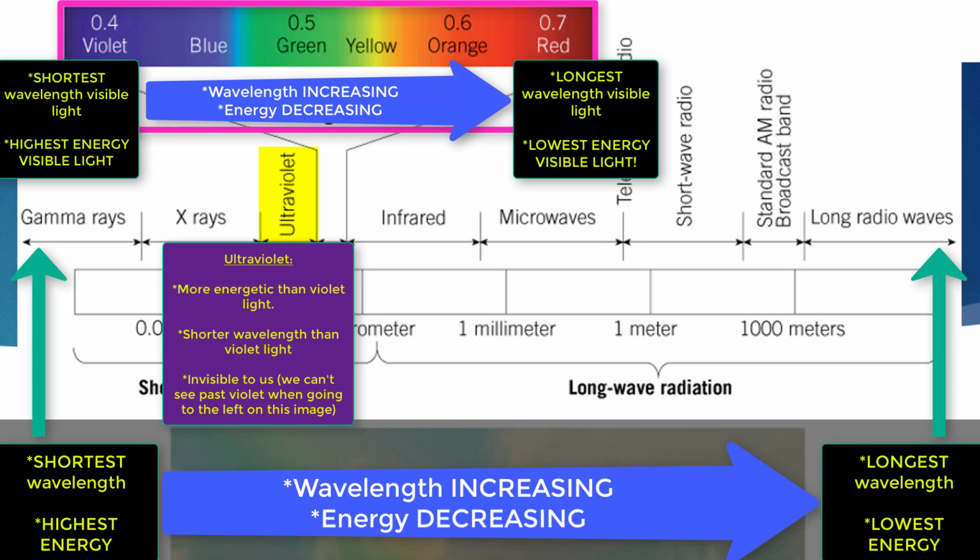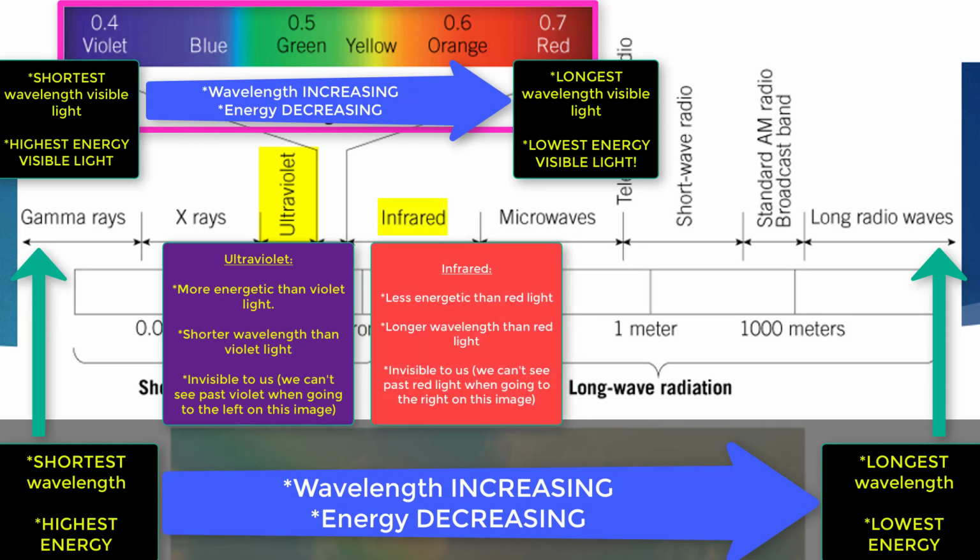Our eyes can't see ultraviolet light, because anytime we get to wavelengths that are shorter than violet light, it's invisible to us. Now let's go to the other end of the visible light spectrum. Of all the colors of visible light, red light will have the longest wavelength and the lowest energy. Now if you go just beyond red light, you reach infrared. And just as our eyes cannot detect ultraviolet light, our eyes cannot detect infrared light either.